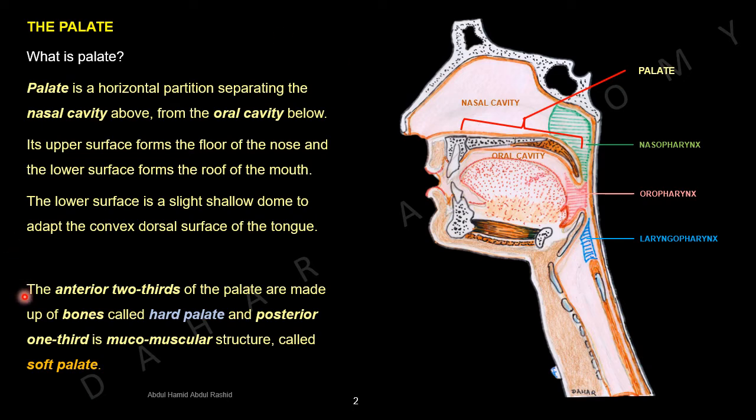The anterior two-thirds of the palate are made up of bones and called the hard palate, and the posterior one-third is a mucomuscular structure called the soft palate.